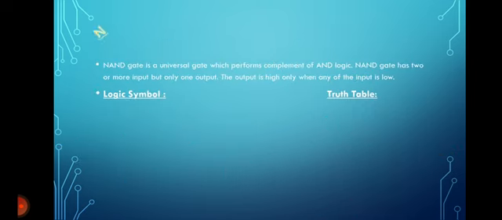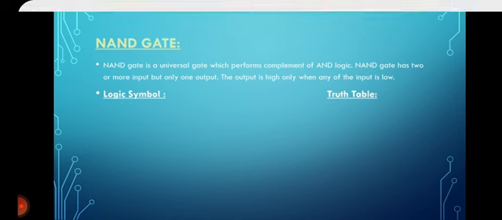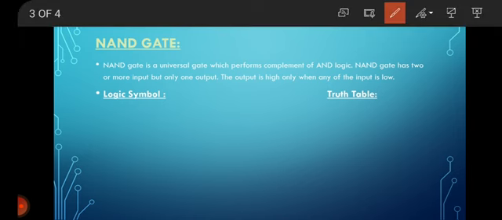Next gate is NAND gate. NAND gate is a universal gate which performs complement of AND logic. NAND gate has 2 or more inputs but only one output. The output is high only when any of the input is low. So see the logic symbol of NAND gate.